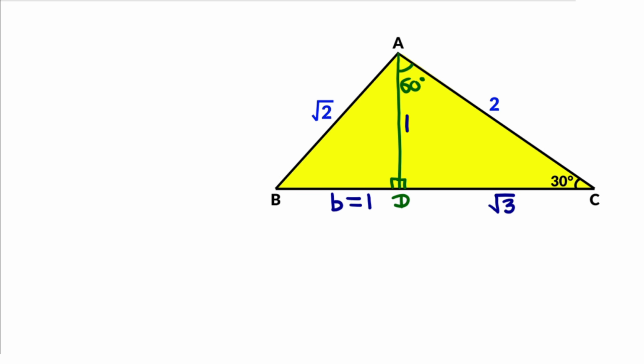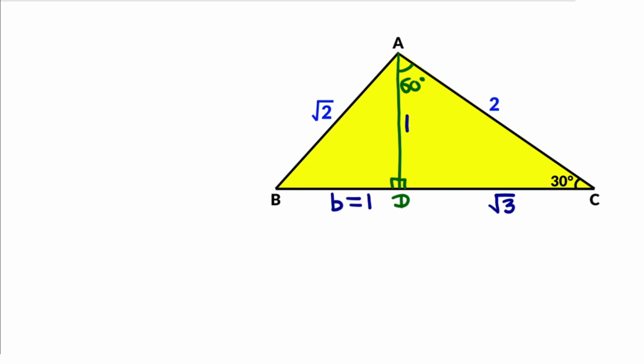Now we're ready for the final step. The area of a triangle is 1/2 times the base times the height. The entire base BC is made up of 2 pieces. BD is 1, and DC is the square root of 3. So the total base is 1 plus the square root of 3. The height is AD, which is simply 1.